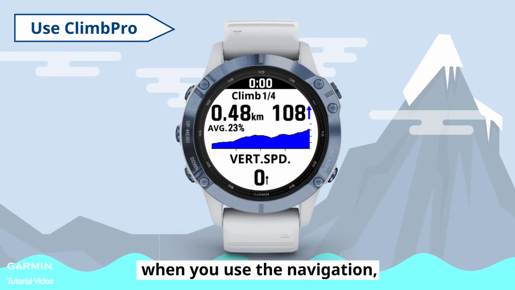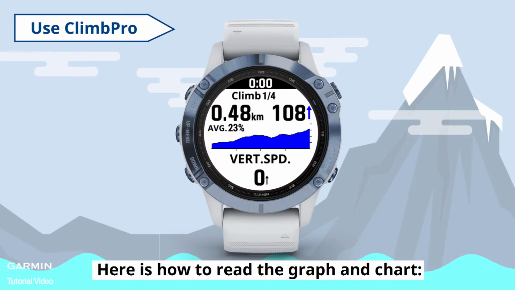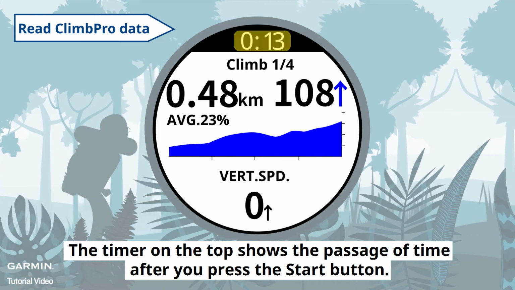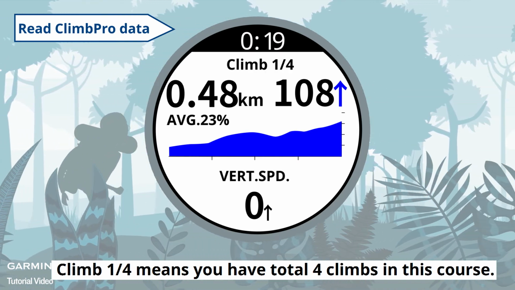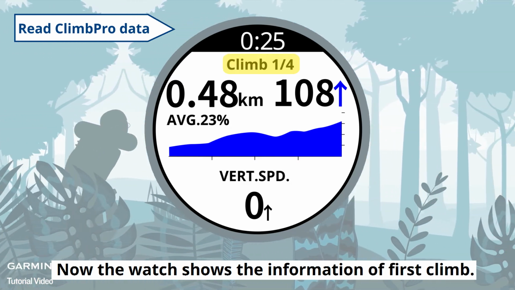After you finish the setup, when you use the navigation, your watch will display ascent planning and monitoring screens. Here is how to read the graph and chart. The timer on the top shows the passage of time after you press the start button. Climb 1/4 means you have a total of 4 climbs in this course. Now the watch shows the information of the first climb.